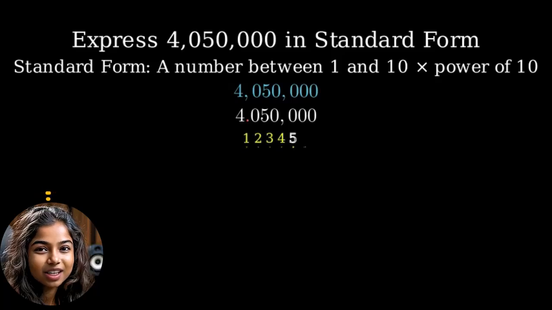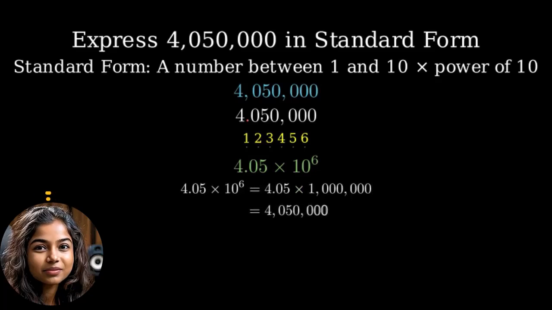Now, we need to count how many places we moved the decimal point. Let's count 1, 2, 3, 4, 5, 6 places to the left. Since we moved the decimal point 6 places to the left, we multiply by 10 to the power of 6. Therefore, 4,050,000 in standard form is 4.05 times 10 to the power of 6. Let's verify our answer. 4.05 times 10 to the 6th power means 4.05 multiplied by 1 million, which gives us back our original number, 4,050,000.